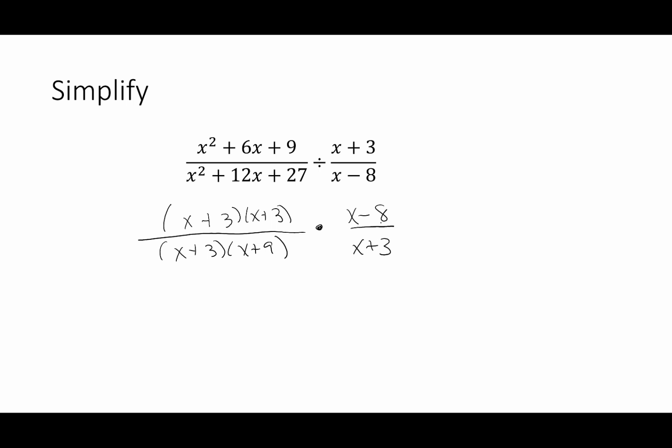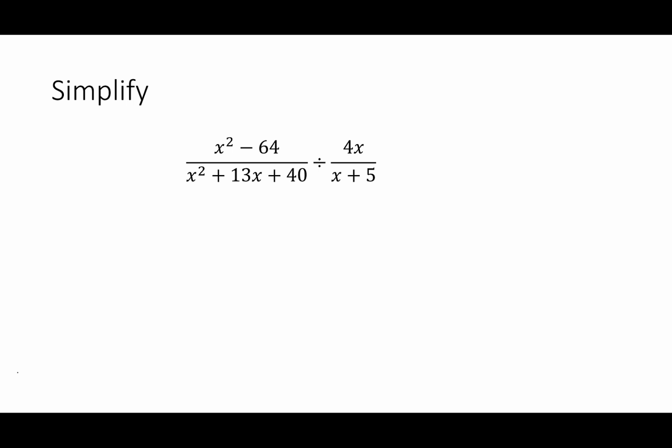So we did a bunch of stuff here, right? We factored, we changed it to multiplication, and we put in the reciprocal. So now we start looking for things that match. Well, I have an x plus 3 and an x plus 3. Then I have another x plus 3 with another x plus 3. My final answer is x minus 8 over x plus 9.